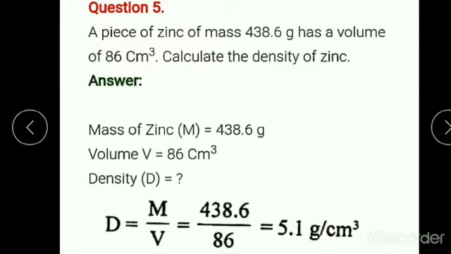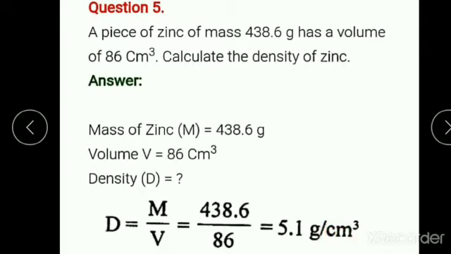So what is given? Mass of the zinc is given, that is 438.6 grams, and volume is given, 86 centimeter cube, and you have to find out what is density. So you know the formula, density is equal to mass by volume. You have directly been given the mass and volume. Just substitute here. Mass is 438.6 and the volume is 86. So when you divide it, you get 5.1 gram per centimeter cube.